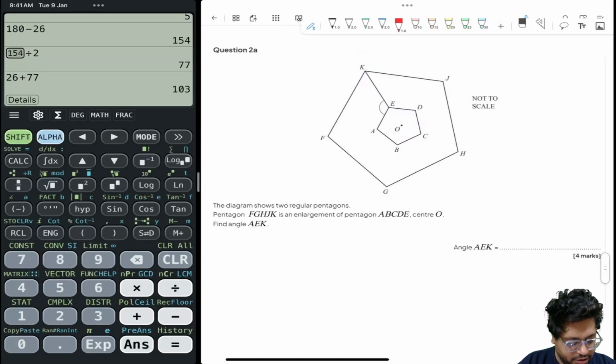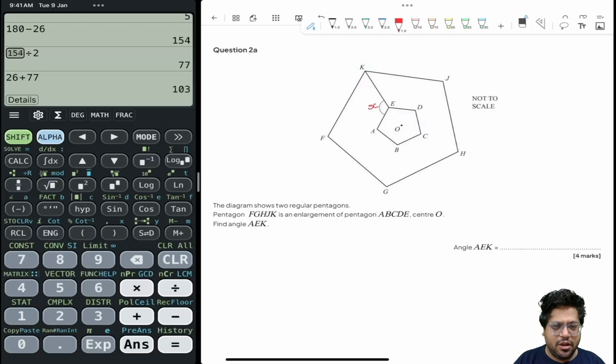Okay, second question. The diagram shows two regular pentagons. So the larger one is also a regular pentagon and the smaller one is also a regular pentagon. And in a regular pentagon, all five sides are equal and all five interior angles are also equal. Now the diagram shows two regular pentagons, pentagon FGHJK, which is the outer one, is an enlargement of pentagon ABCDE from the center O. So both are similar to each other. Find the angle AEK, let's call it X, which you want to find.